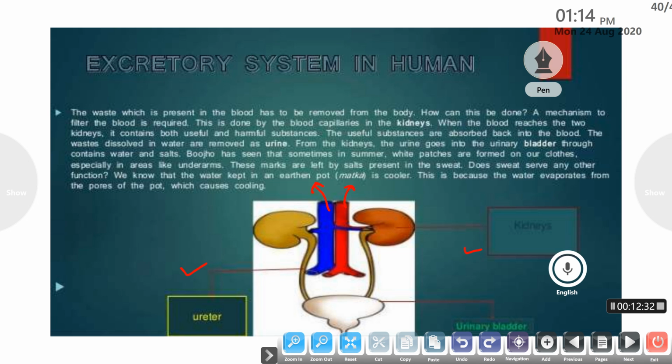A normal human body can excrete about 1.8 liters of urine in 24 hours. Urine generally consists of 70% water, 25% urea, and the rest contains some salts. So that's all about the transportation and the excretory system in human beings.